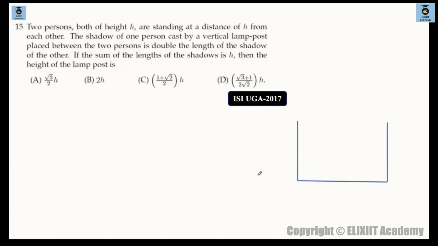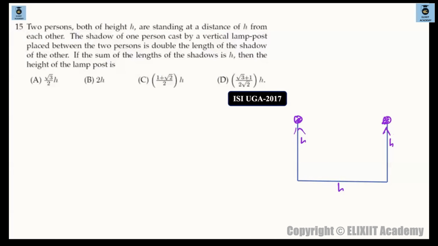So first of all, we are having 2 persons. So likewise, 2 persons are here. One person is this and the second person is this. So 2 persons are having the same height. So ये भी h है. This height is h. This height is also h. ठीक है? And they are standing at a distance of h units. माने ये भी h है. They are standing at a distance of h units from each other.